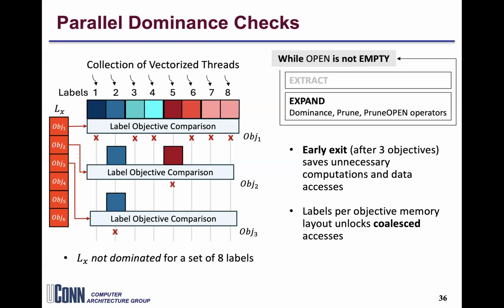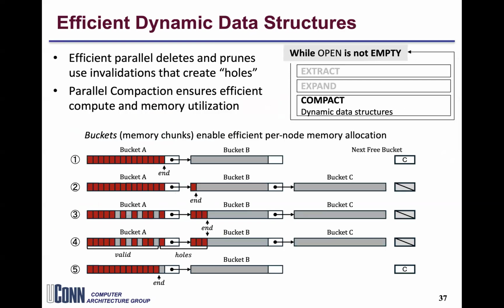In that way, when you bring objective data out, you bring a chunk of that data out from the GPU's memory, and it can be highly vectorized and processed in parallel. So that's our running operator and dominance operator. Now, in an efficient dynamic data structure, I'm going to just quickly run through this.